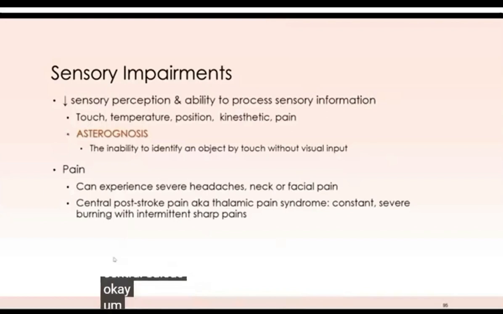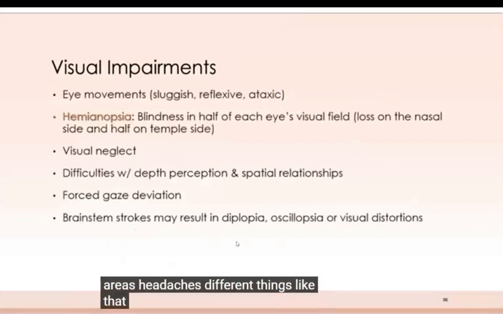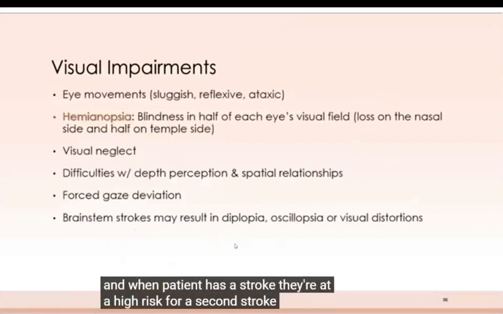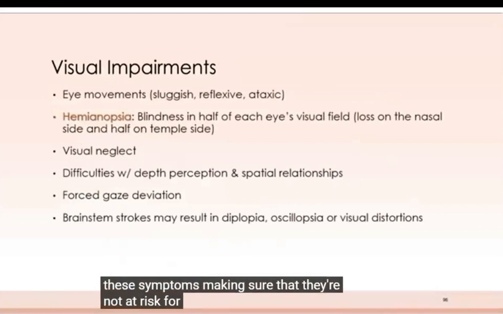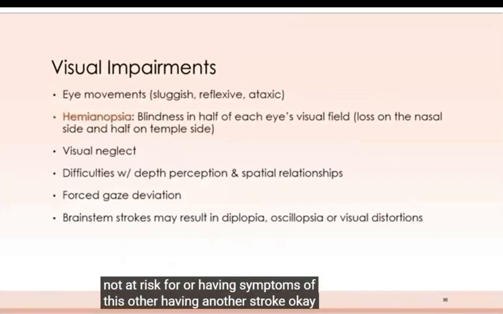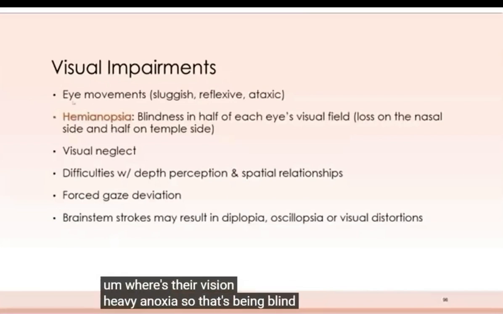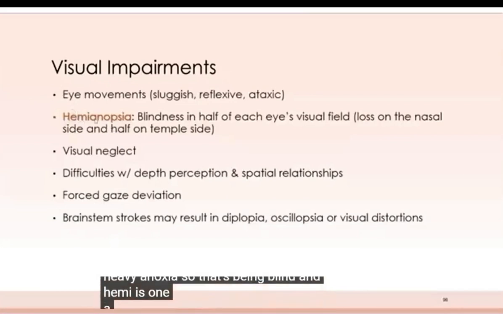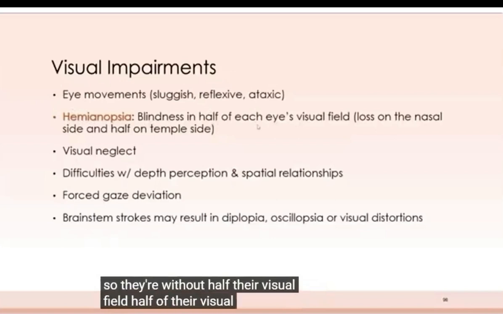Okay. And a lot of patients who have had strokes have a lot of pain. A lot of different areas, headaches, different things like that. And when a patient has a stroke, they're at a high risk for a second stroke. So monitor blood pressure and these symptoms, making sure that they're not at risk for or having symptoms of another stroke. Okay, where's their vision? Hemianopsia, so that's being blind, and hemi is one half. A is without. Okay, so they're without half of their visual field.